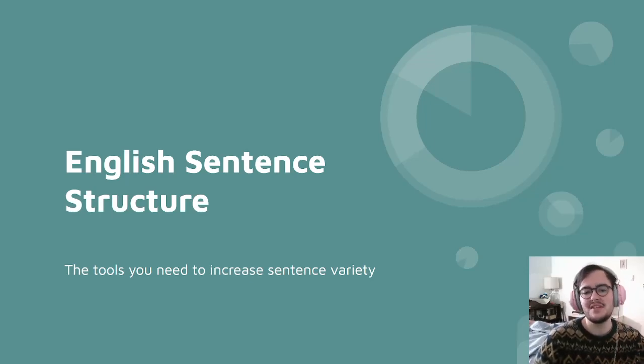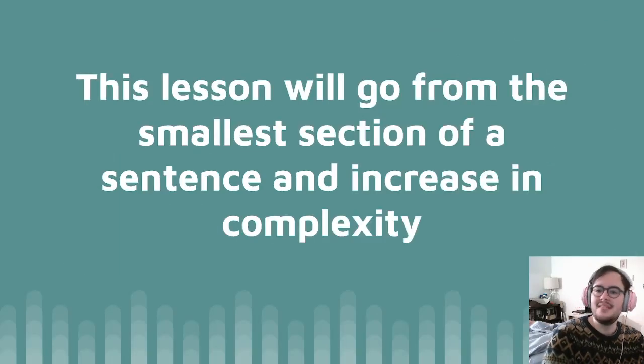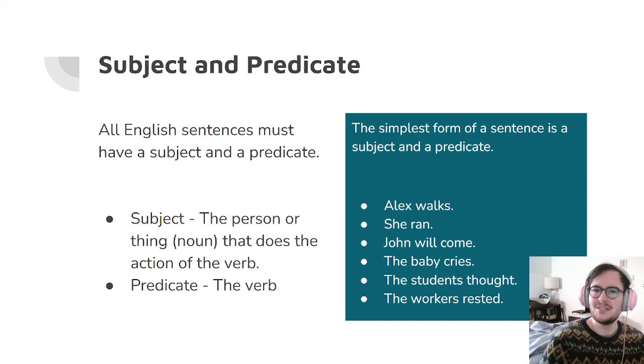Today I wanted to talk about English sentence structure, which is one of the best tools to increase your sentence variety and your English fluency, especially in your writing or academic writing. Now, this lesson will go from the smallest section of a sentence and just increase in complexity as we go. So we're going to start with the smallest bits, the subject and the predicate.